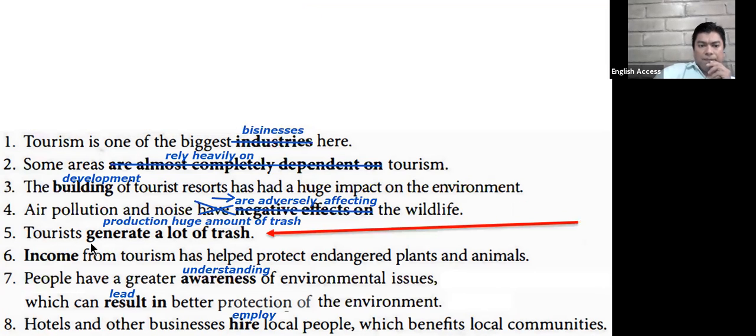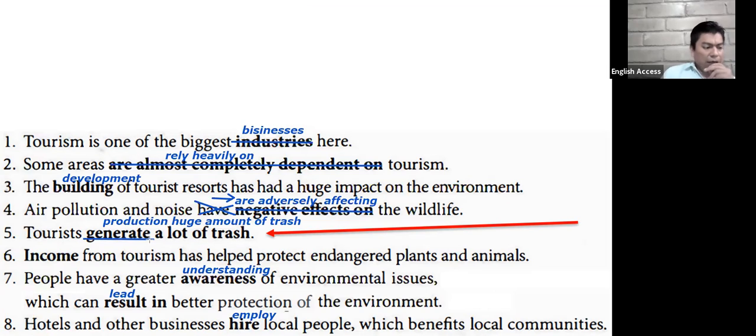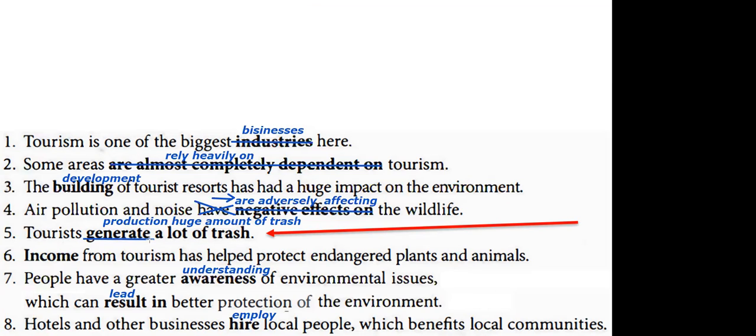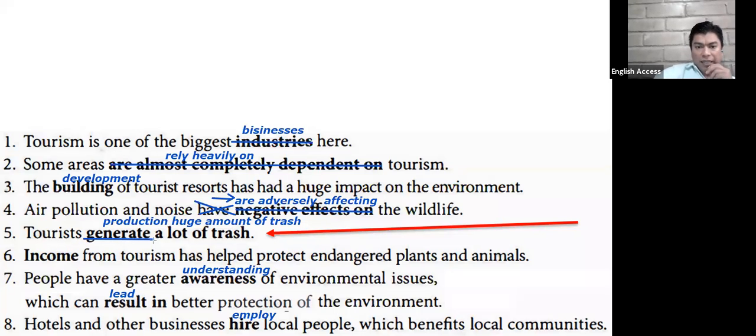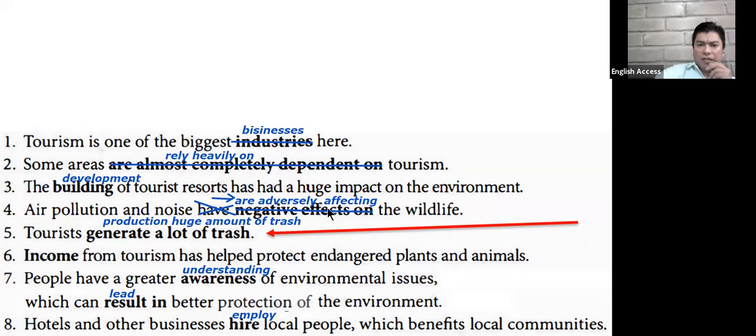Number 5, tourists generate a lot of trash. Now look at this. Generate, is that an adjective, an adverb, a noun, or a verb? What is it? A verb. It's a verb. Tourists generate. And this one that we have, production, is that a verb? No. It's not a verb, so we need to change something. But first, let's find the paragraph.